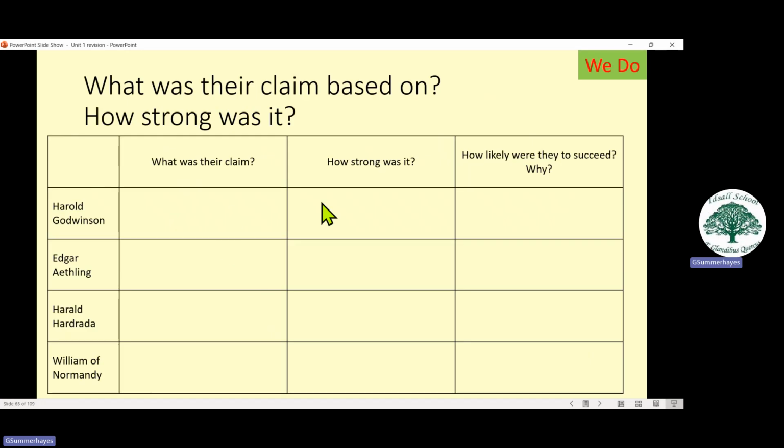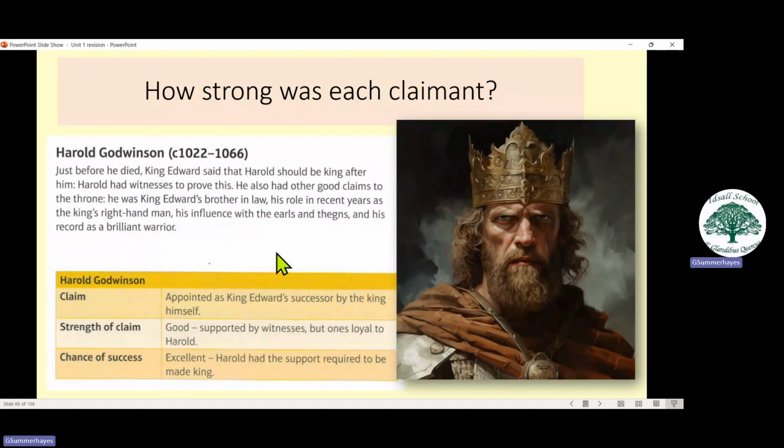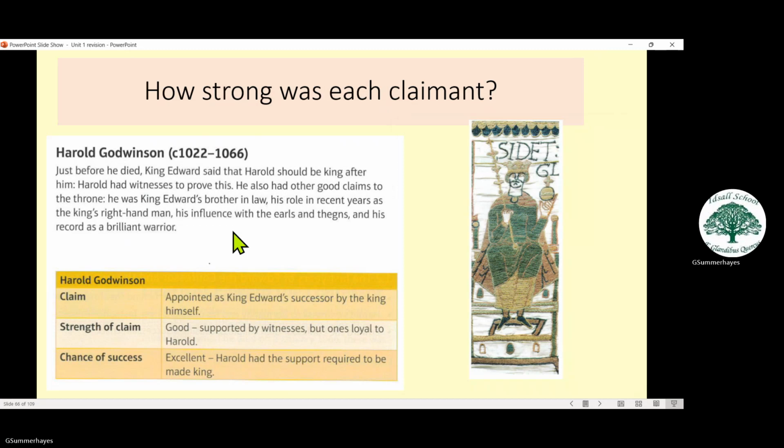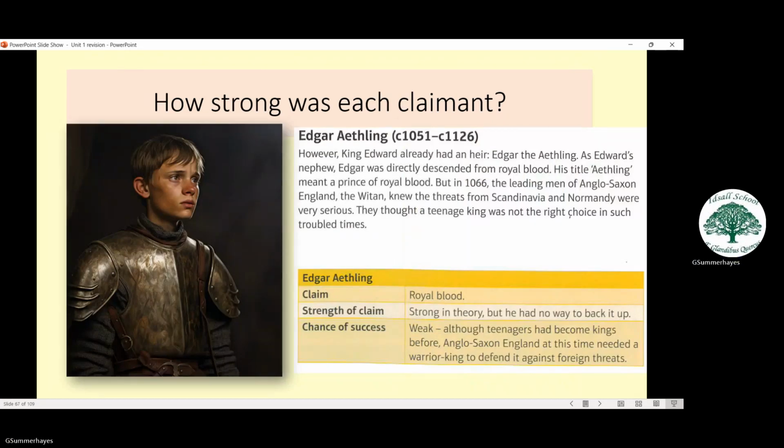So you need to know what their claim was, how strong it was, and how likely they were to succeed. So here is the information. Godwinson, he's English. He's the strongest English person. He is a very good fighter. He is related to the king, or was related to the king. Apparently, on his deathbed, Edward, according to Harold anyway, had said that he should be king, and therefore that's why the Witan chose him.